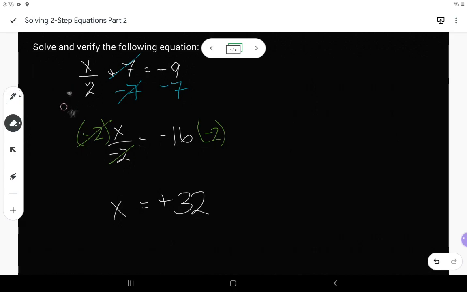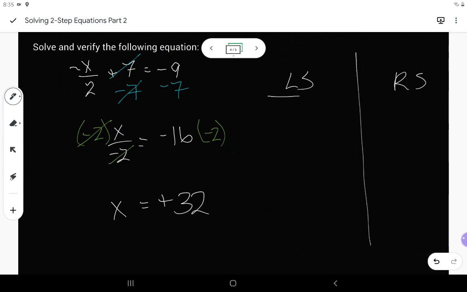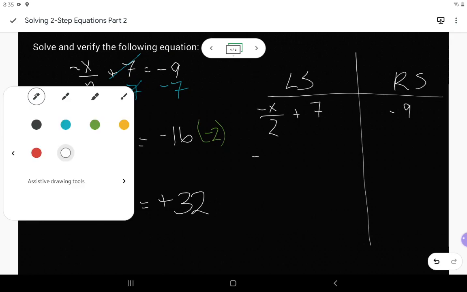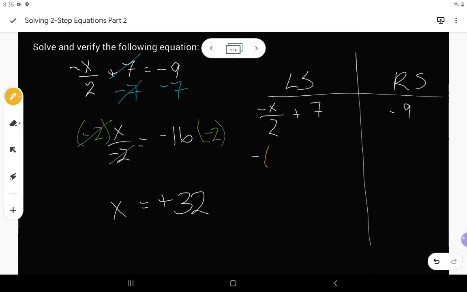Now I am going to go back to my original equation before I started messing around with everything. So I've got to put that negative back where it was. I had that negative attached to the x up top, so I've got to leave it there. I had negative x over 2 plus 7 on the left-hand side and negative 9 on the right-hand side. So I've got negative, and then instead of x, I'm putting in positive 32. Now this looks a little bit weird again, because I've got negative positive 32.